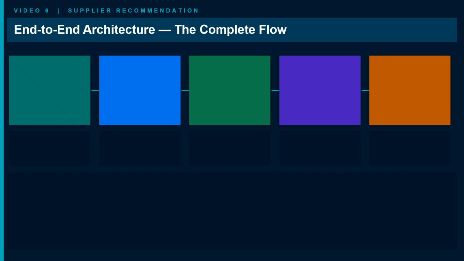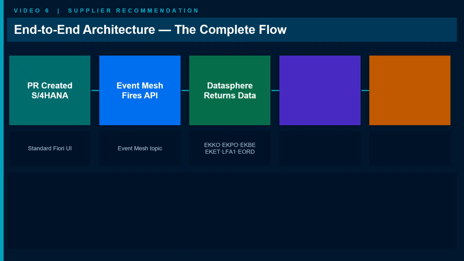5 steps. PR created in standard S/4HANA Fiori. Event Mesh publishes a business event to a procurement topic. Integration Suite picks up the event and calls the AI Core scoring endpoint. DataSphere returns current vendor performance data for all approved vendors from the source list. AI Core scores all vendors, ranks the top 3, and returns results to the Fiori PR screen side panel with vendor names, scores, and rationale. Under 2 seconds from PR creation to recommendation.